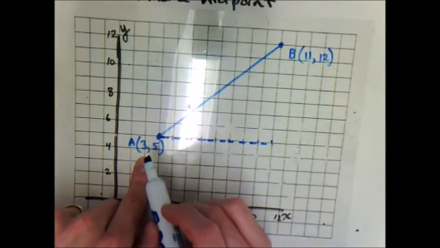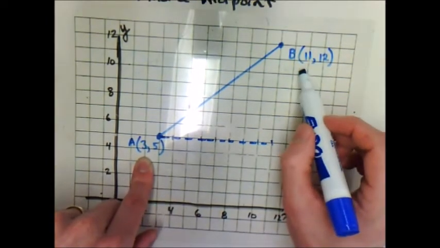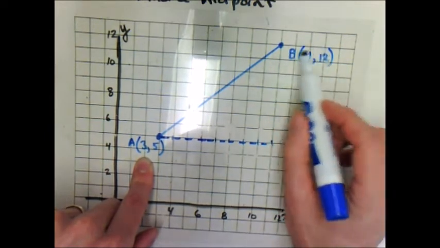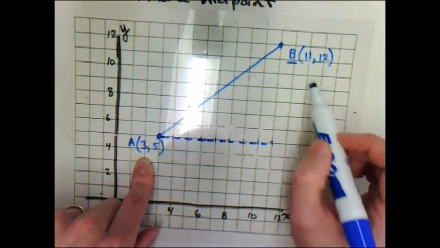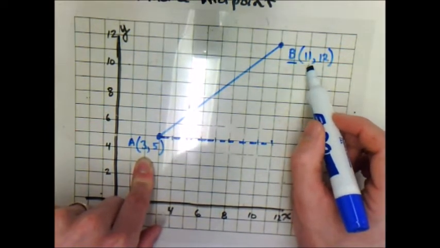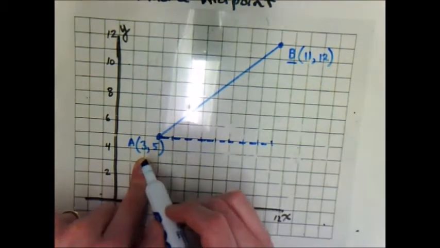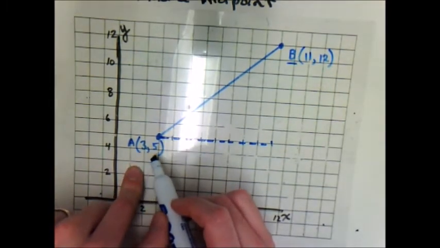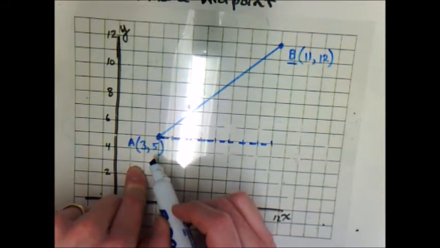Because whenever we have 2 points, we have 2 sets of xy's. This xy was drawn second, it's point B, so it can be called x2 and y2, whereas this one is going to be called x1 and y1.